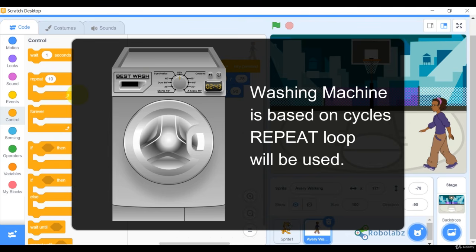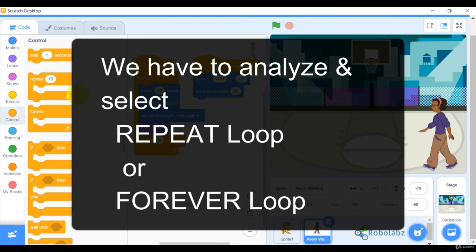For example, a washing machine. When you are putting clothes and you are selecting a cycle, it might happen that the cycle will have only 2 sub-cycles, like only 2 times the water will fill. You cannot put a forever loop there in a washing machine because it cannot keep washing clothes without having clothes inside it, or it cannot keep washing the same clothes again and again. So there is a cycle, there is a limitation of a cycle. So in a washing machine, we will have a repeat loop. But in case of an air conditioner or in case of traffic lights, we will have a forever loop. So this is the difference.